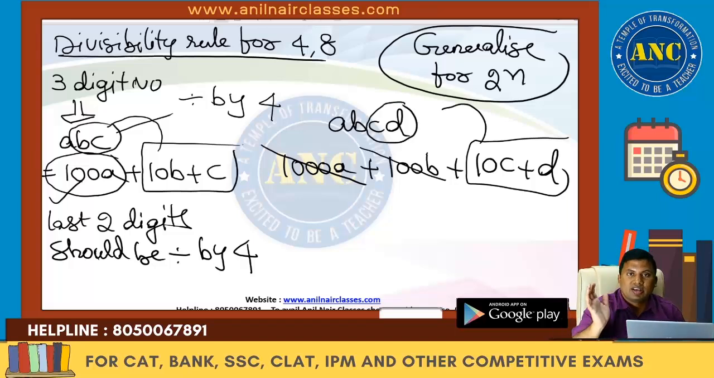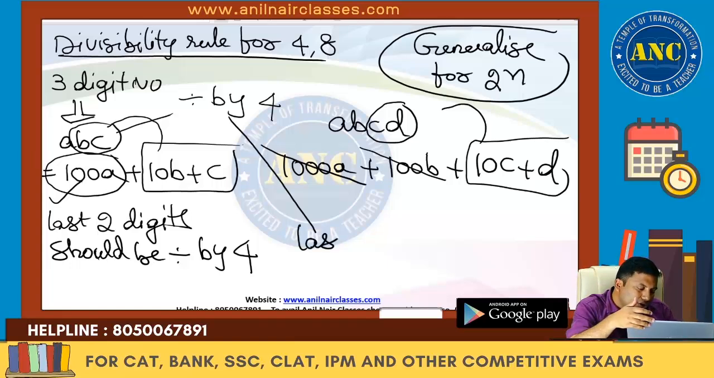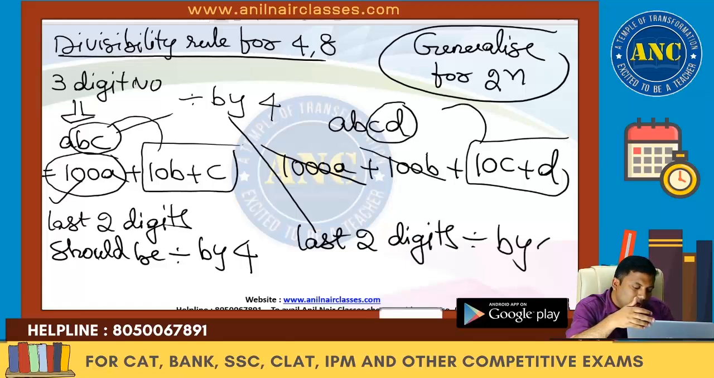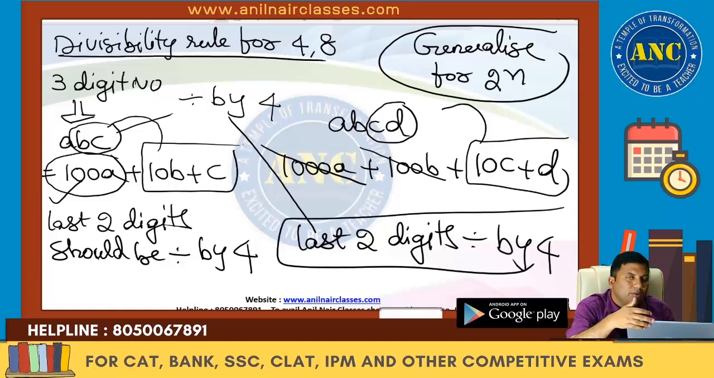That means for any n-digit number, n greater than or equal to 3, it could be a 3-digit number, a 4-digit number, or a 5-digit number, the divisibility rule of 4 is that the last two digits should be divisible by 4.